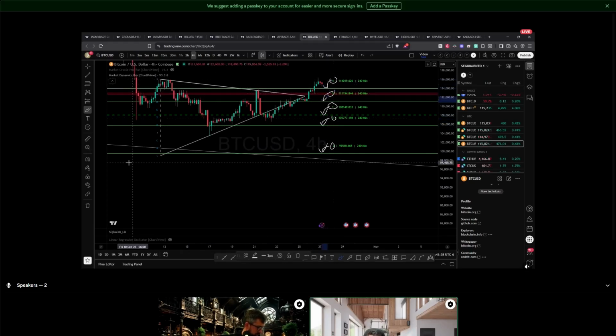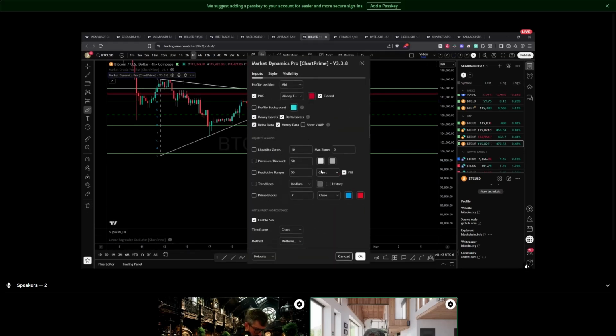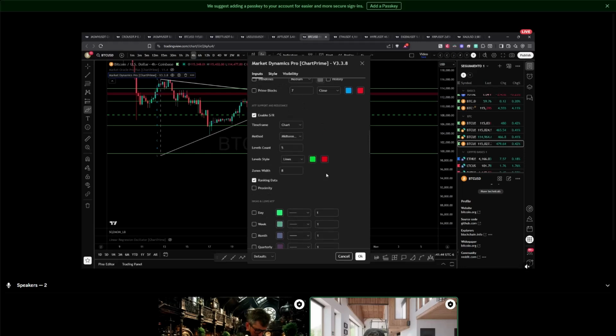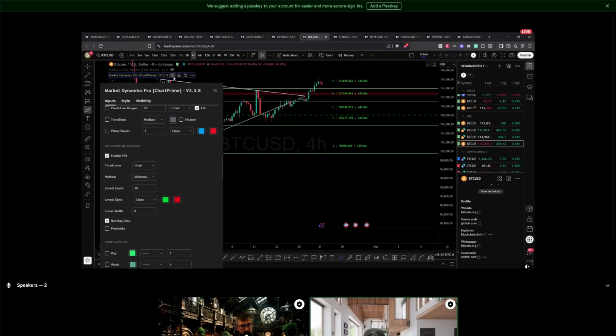What if I want 10 of those? Perfect. You just go here, scroll down, same configuration, remember multi-time frame, and instead of 5, you do 10 of them. Again, let's just wait for this to load. Hey, brother. Yep.